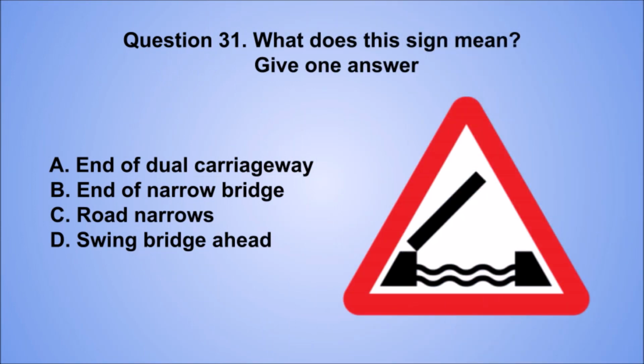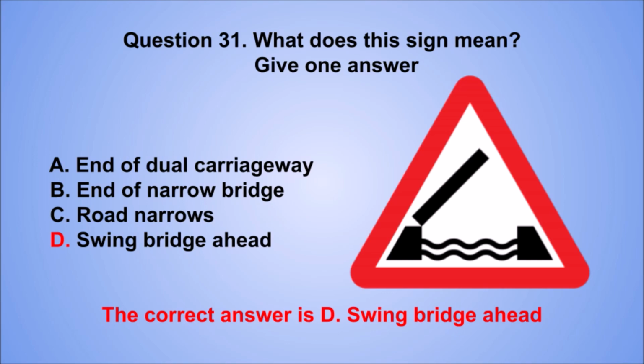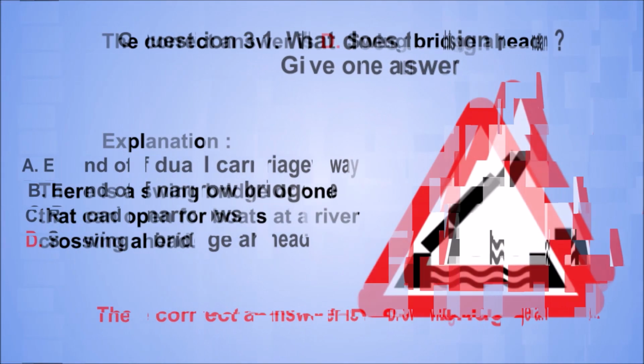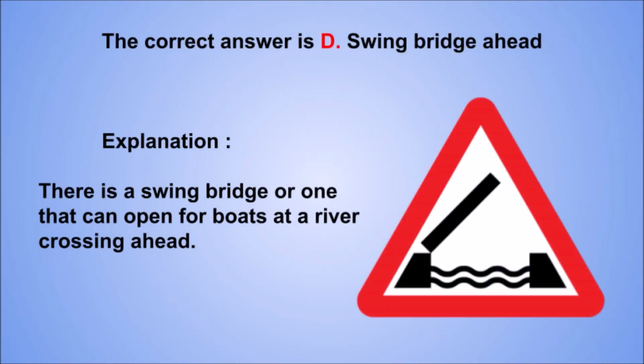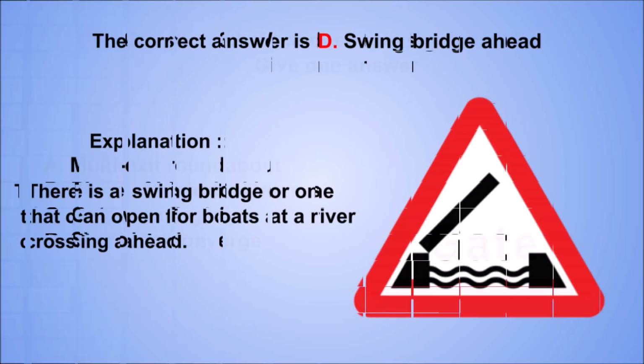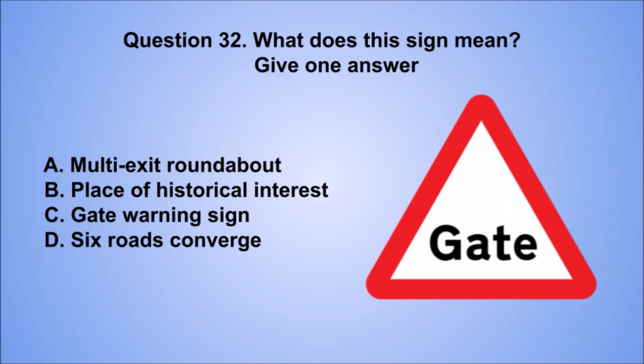Question 31. What does this sign mean? Give one answer. A. End of dual carriageway. B. End of narrow bridge. C. Road narrows. D. Swing bridge ahead. The correct answer is D. Swing bridge ahead. Explanation. There is a swing bridge or one that can open for boats at a river crossing ahead.